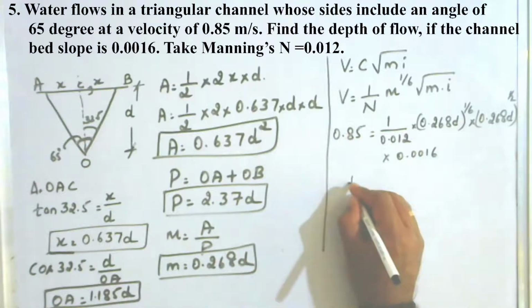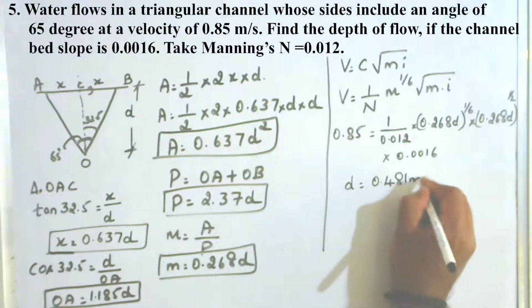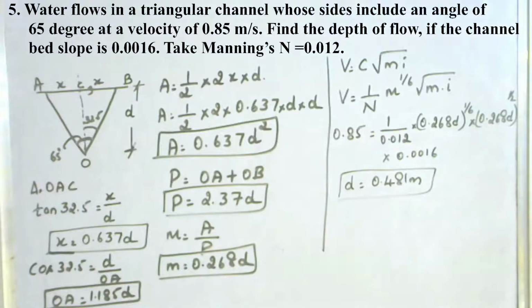If you simplify, D value works out to be 0.481 meter. This is for a triangular channel whose side included within 65 degree. The depth of the channel is 0.481 meters.